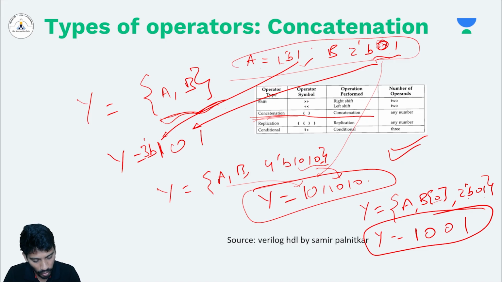And there is one more operator called replication, where you want to replicate the data defined by the number of times you want. So let's take an example.